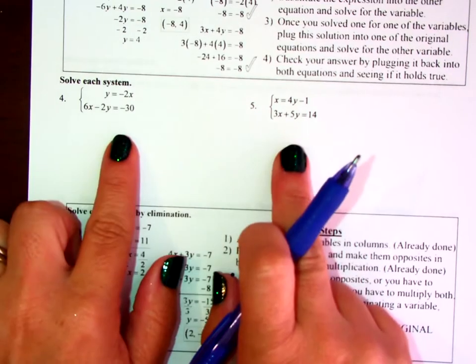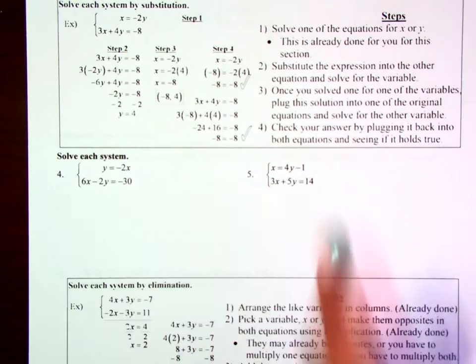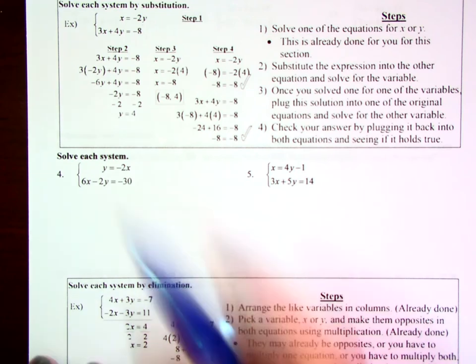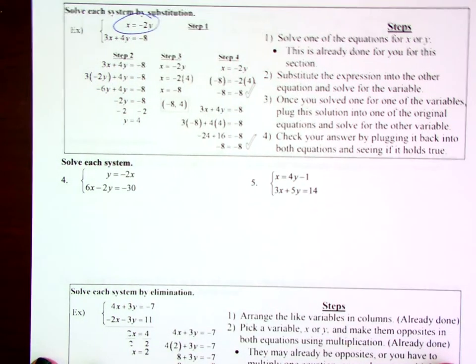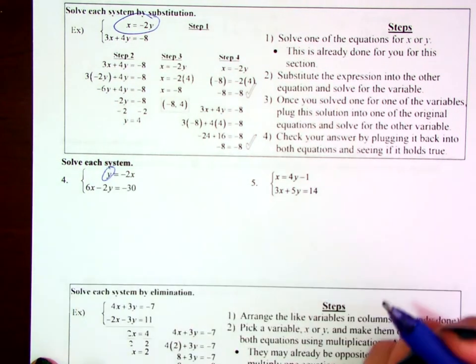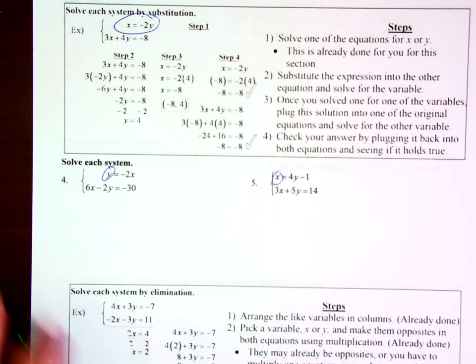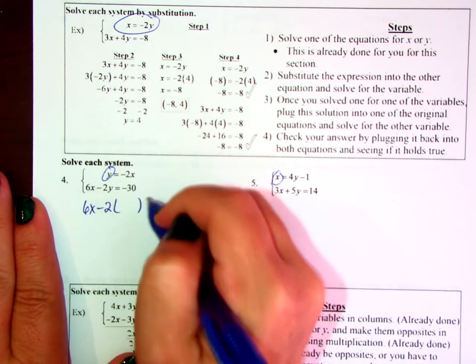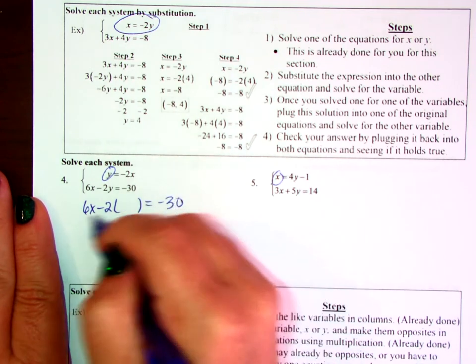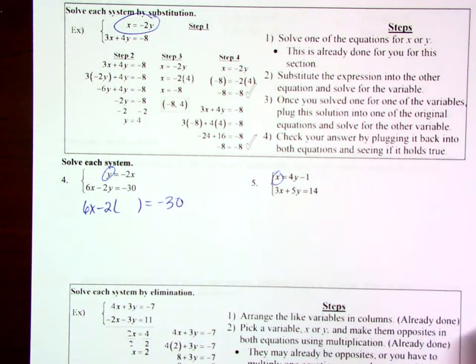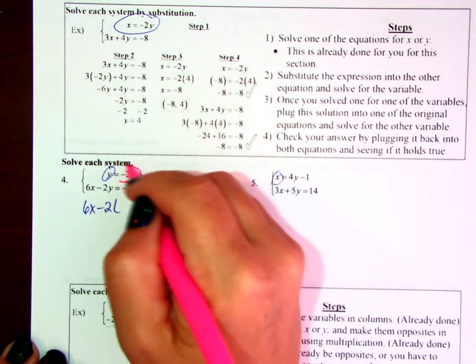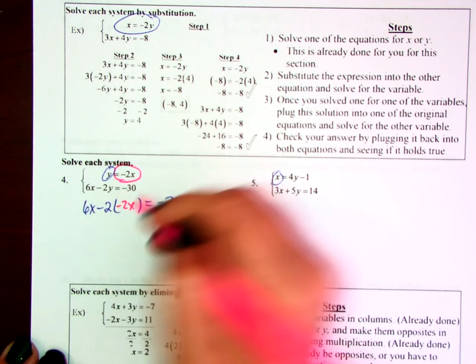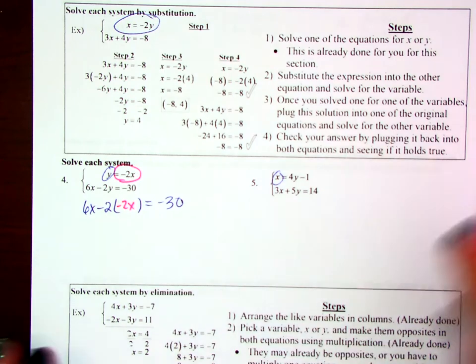On the next page, we're practicing the method of substitution. We're going to want to use substitution when you have a variable that's already isolated. Here we have the y that's isolated. Here we have the x that's isolated. So I'm going to get the second equation ready by rewriting it exactly as it is with a big open parentheses for the y, because y is equal to -2x. So I can plug that in.